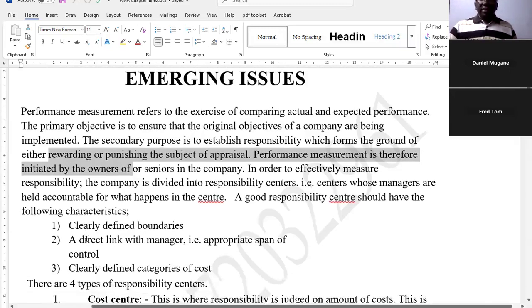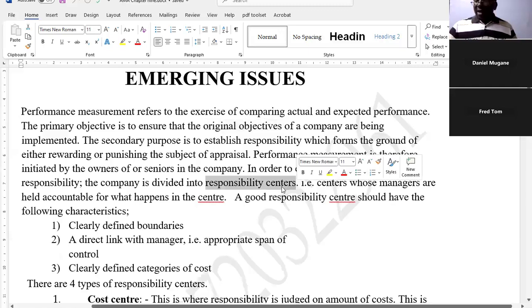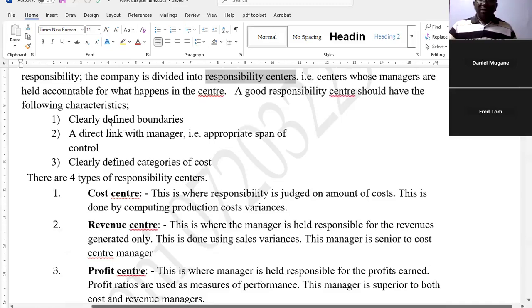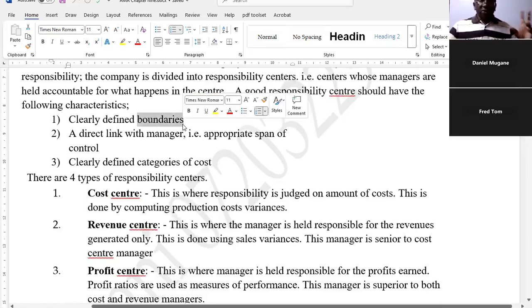Now, in order to do this effectively, a company is divided into what we call responsibility centers. These are points where we have managers, and each manager is held accountable on the basis of a particular item that they are in charge of. A good responsibility center should, number one, be clearly defined in terms of boundaries. If I am in charge of this department, I should know where my territory begins and where it ends. There should be a direct link.